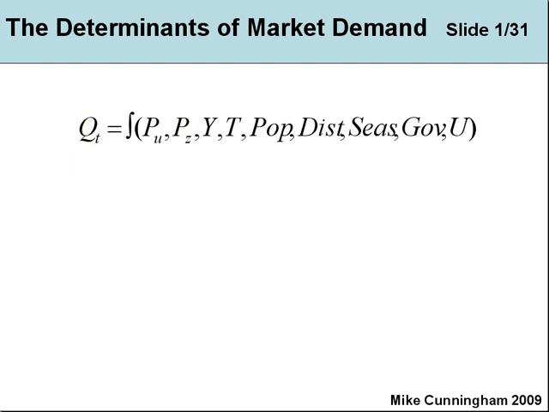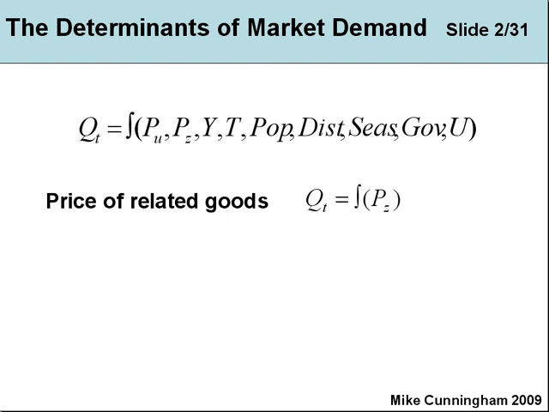So we're going to start by looking at the price of related goods. We're going to use the ceteris paribus assumption, so we're going to say that the output depends on the price of related goods, ceteris paribus, holding everything else constant, holding everything else fixed. So what's the relationship between the demand for a good and the price of some related good?